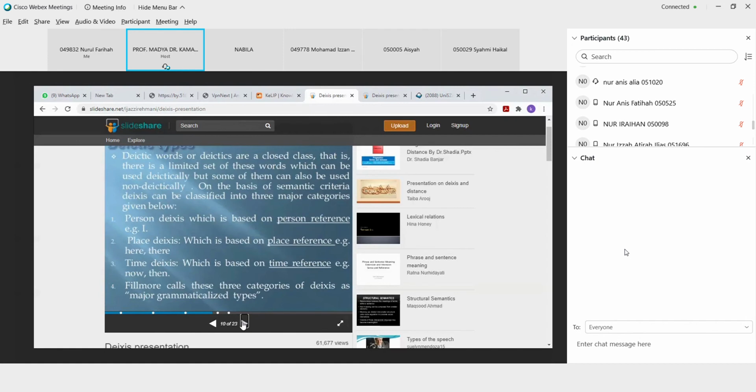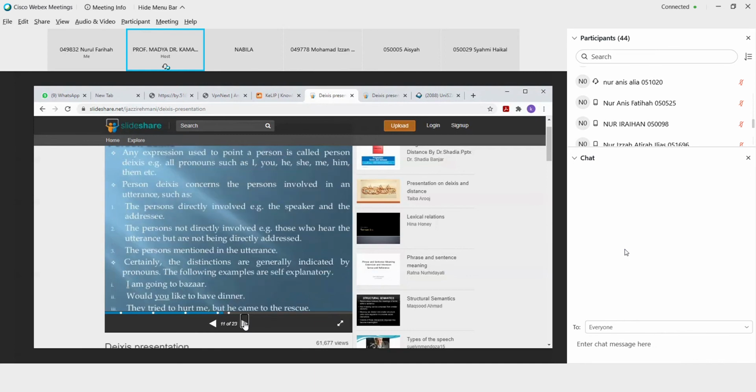Words are deictic if their semantic meaning is fixed, but their denotational meaning varies depending on time and or place. So in reality, words or phrases that require contextual information to convey any meaning are deictic. Deictic words here are closed class. There is a limited set of these words which can be used deictically, but some of them can also be used non-deictically. On the basis of semantic criteria, deixis can be classified into categories: person deixis, personal pronouns; place deixis, place reference, here, there; and time deixis, based on time reference, now, then. So you will need to learn this.